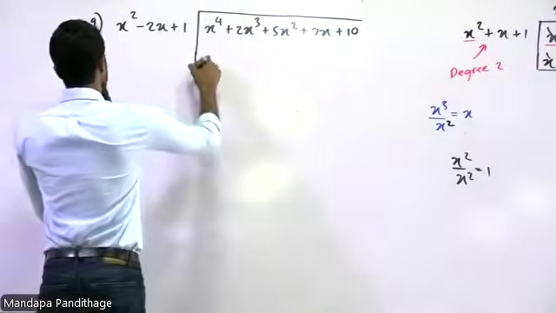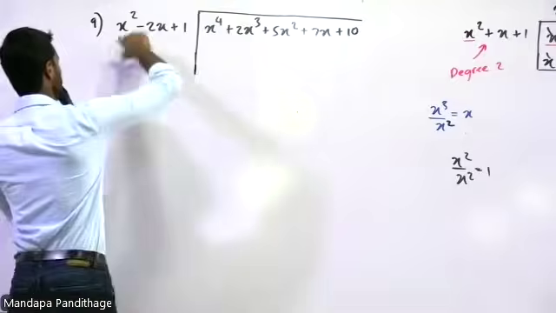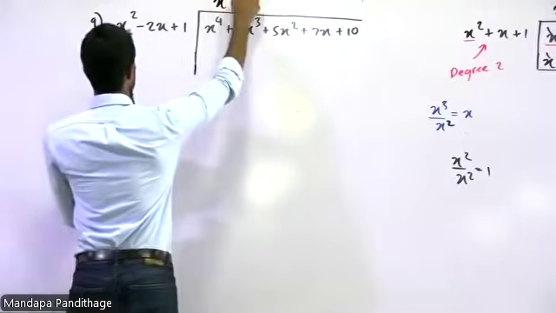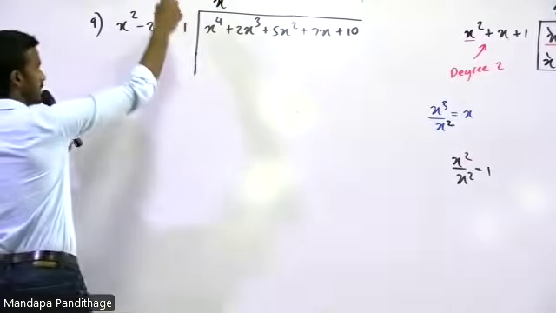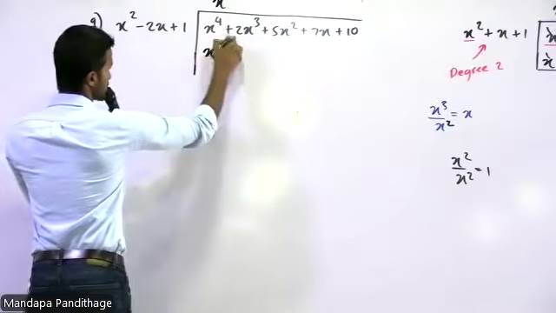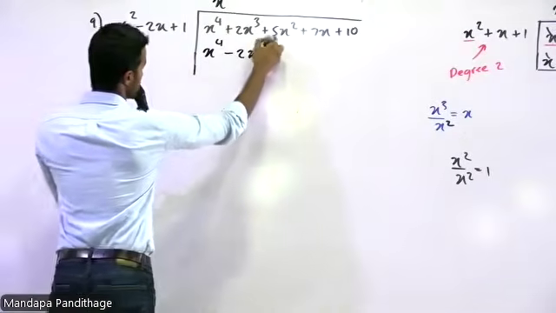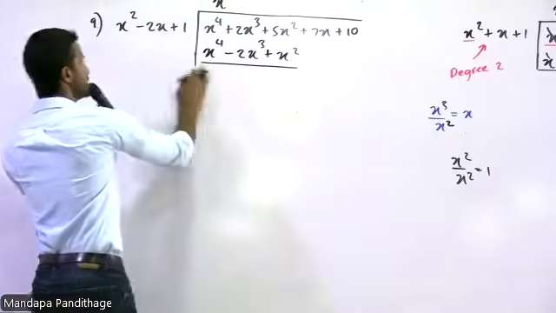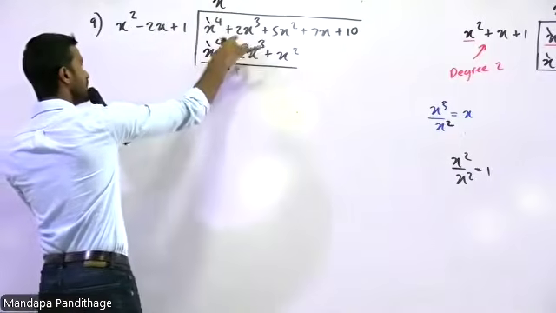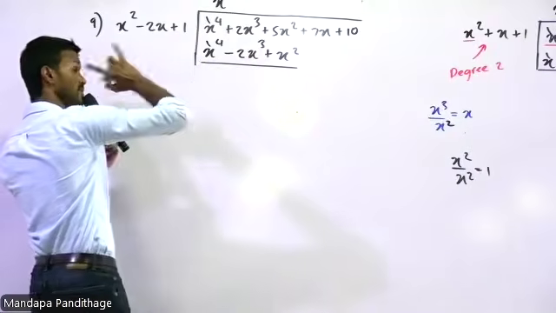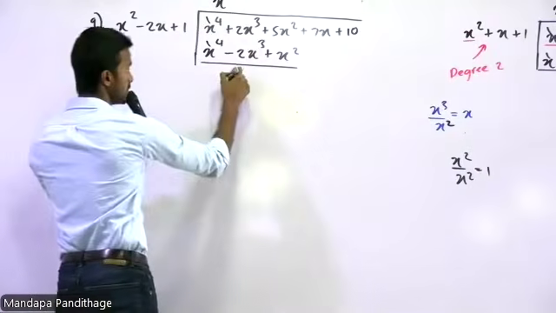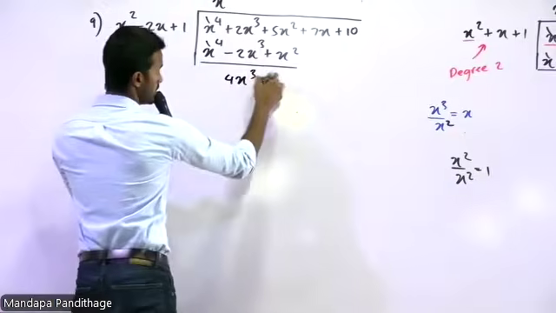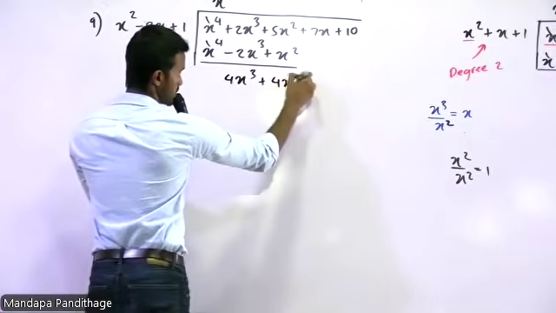Okay, so question number 9, x to the power 4 divided by x squared, it's x squared. When you multiply, make sure you multiply each term. X to the power 4 minus 2x cubed plus x squared. So when you subtract, x to the power 4 cancels off. 2 plus 2 is 4, it's 4x cubed. 5 minus 1, it's 4x squared.